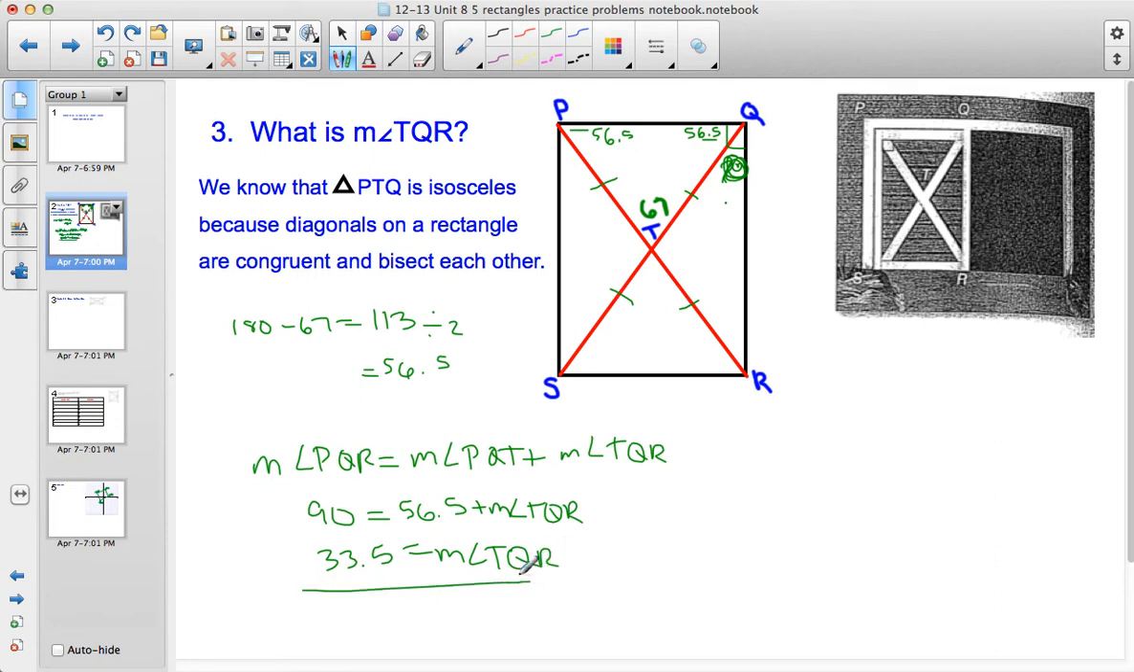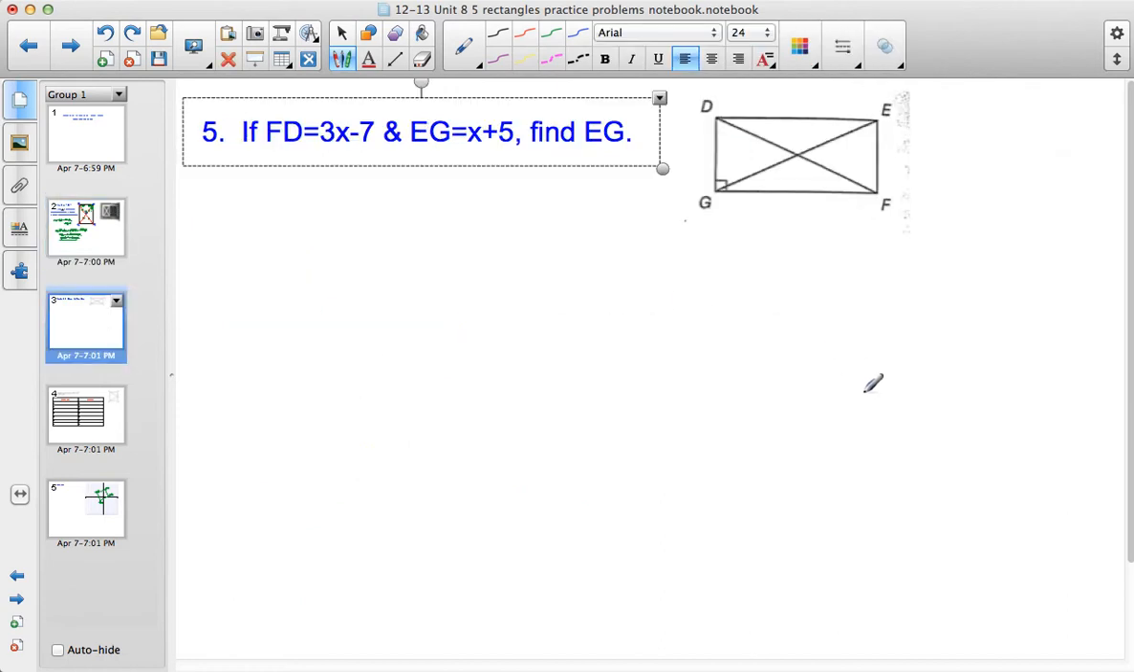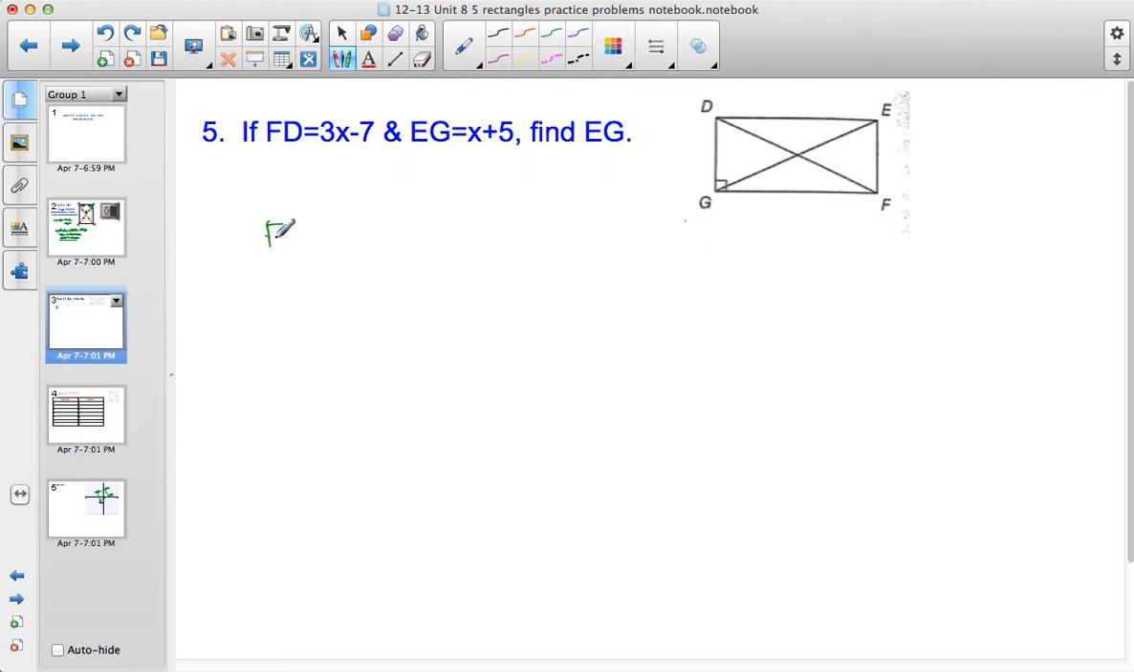Okay, number 5. Number 5, you're given this rectangle. I cut and pasted the picture here. You are given a rectangle, DEFG. You're told FD equals 3x minus 7, so FD is a diagonal, and EG equals x plus 5, to solve for EG. Well, we were taught in this unit that the diagonals of a rectangle are congruent, which means their measures are equal to each other. So that means FD equals EG.